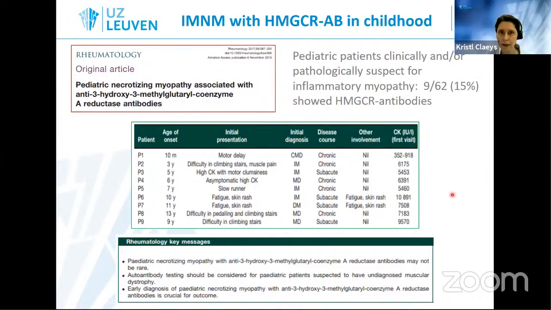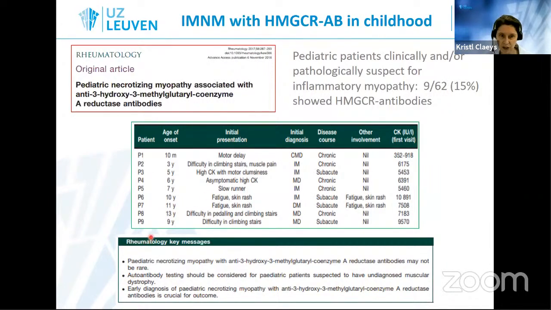This is a study of the disease in childhood, clearly in patients who never had contact with a statin. They looked at pediatric patients with clinical and/or pathological suspicion for inflammatory myopathy, and they had a group of 62 patients fulfilling these criteria. They found HMGCR antibodies in 9 of the 62 patients, so in 15% of the children.